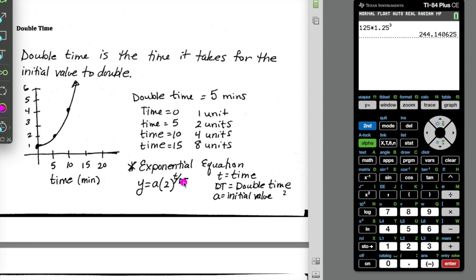Now, one thing I need to stress is that this t and this dt need to have the same units. In other words, if double time is listed as minutes, then when you put in your time t here to see how much time has passed, then that t has to be in minutes as well. So these two need to remain the same units.